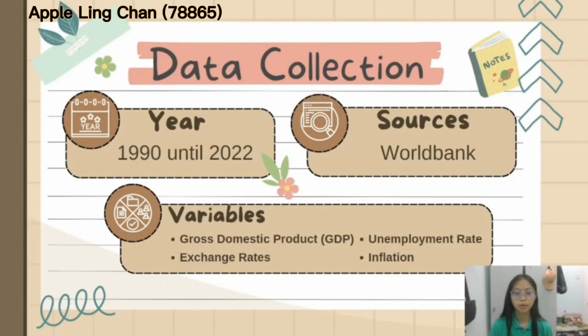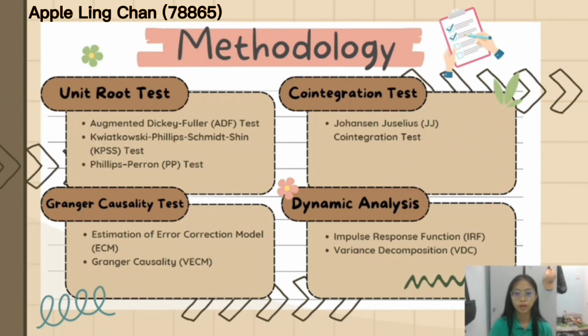My name is Evelyn Chan and my matric number is 78865. Now I want to present my part, data collection. We use the years from 1990 until 2022, and we source from the World Bank. Our variables are, for the dependent, gross domestic product (GDP), and three independent variables: unemployment rate, inflation, and the exchange rate. For the methodology, we have four types of tests for our study.